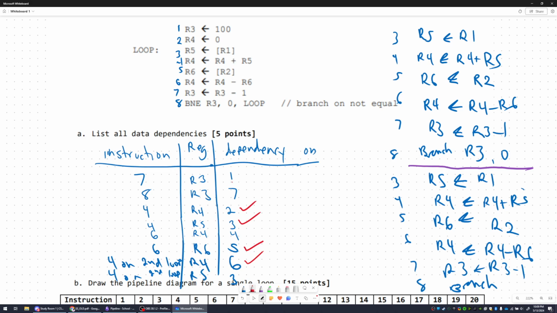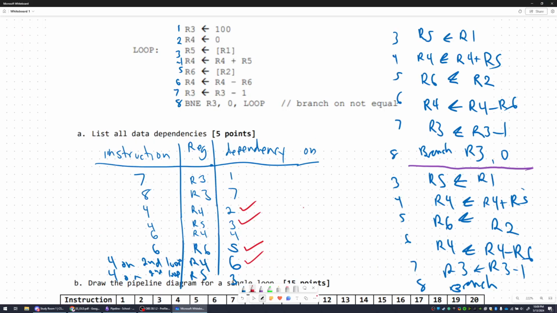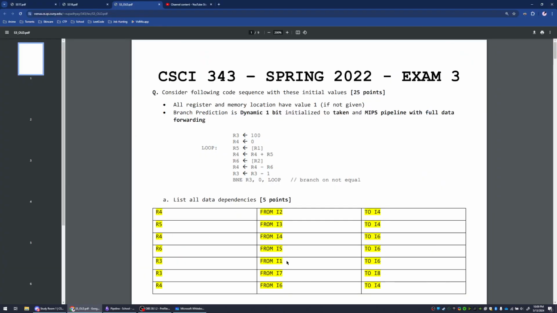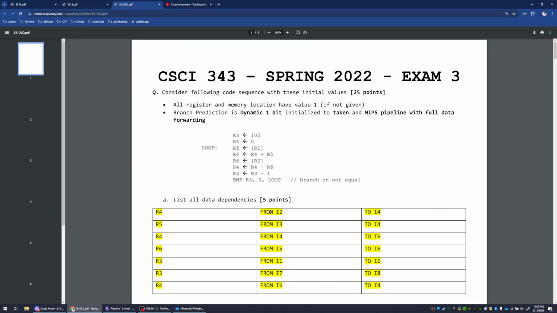Do I have that? R3? That's a typo. 1 to 6 on R3, I think that was a typo. It needs to be 7, right? I think it needs 7. From 7 to 8 on R3. And R4.